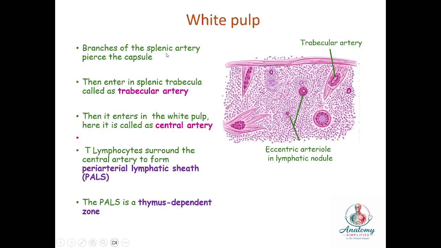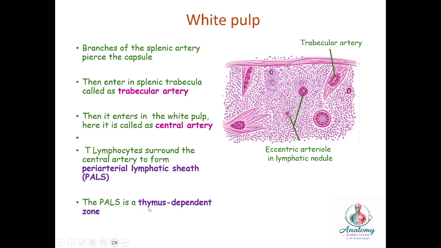The branches of the splenic artery pierce the capsule. They enter the splenic trabecula, dividing, forming the trabecular artery. These arteries enter the white pulp, divide, and give rise to many central arteries. The T lymphocytes will surround the central artery to form the periarterial lymphatic sheath.